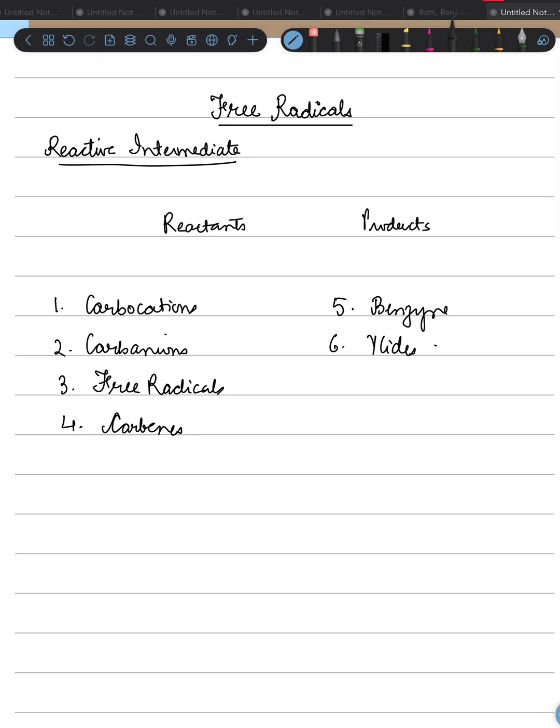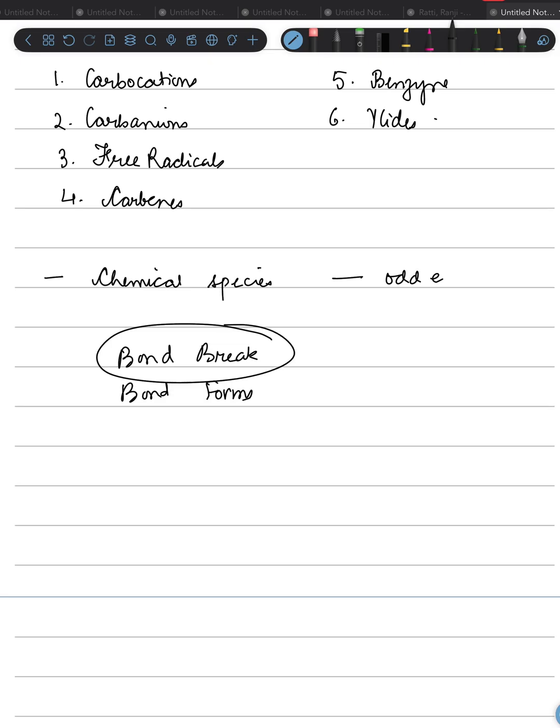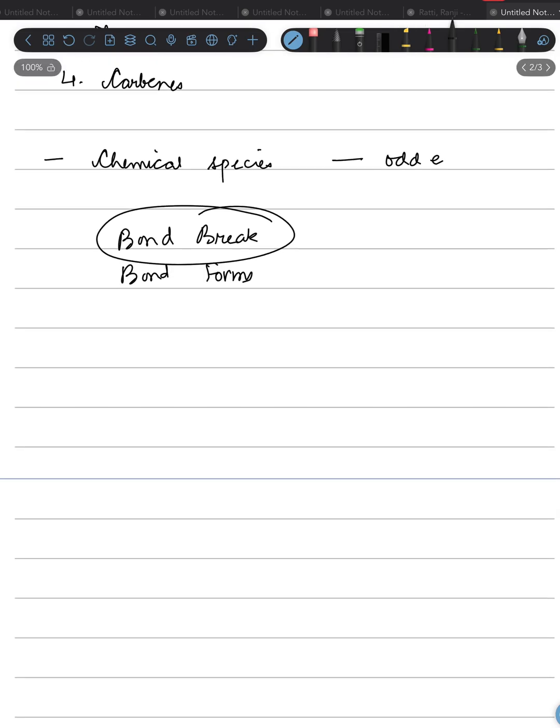Now, what is a free radical? A free radical is a chemical species that contains an odd electron. Now, how does it look? We know that in chemistry, there are only two things happening: either a bond is breaking, bond breakage, right? Or a new bond is formed. Now, this bond cleavage or breaking of the bond can happen in two ways, right?